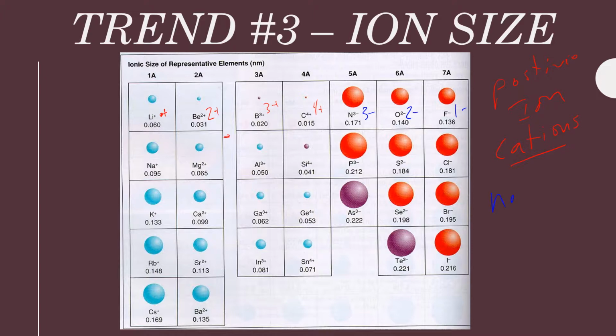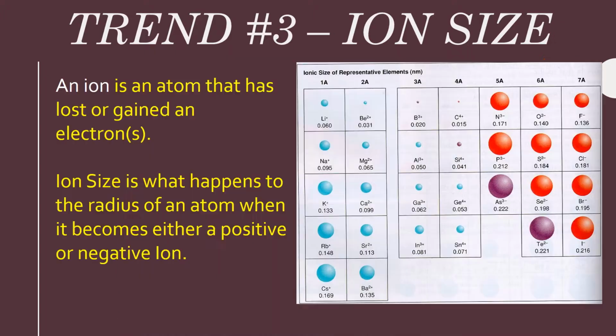And so negative ions are known as anions. We're going to be using both of these terms a lot. Cations for positive, anions for negative. We have to remember, an ion is an atom that has either gained or lost electrons. So when we say ion size, it's what happens to the radius of an atom when it becomes positive, loses electrons, or becomes negative, gains electrons.